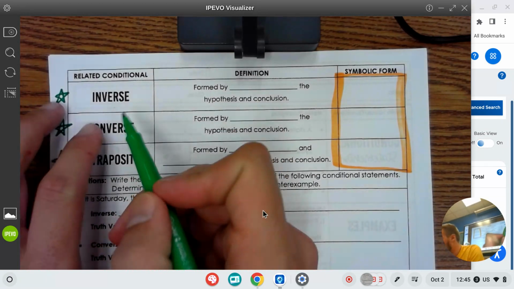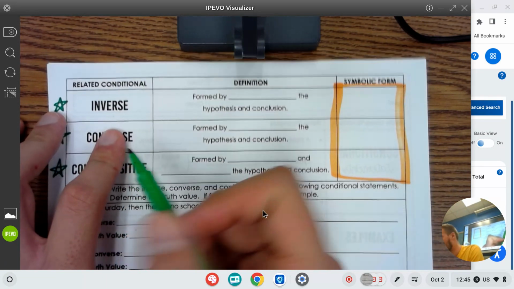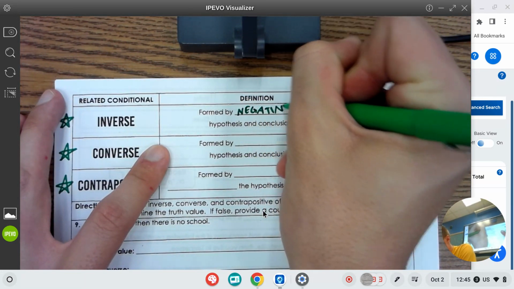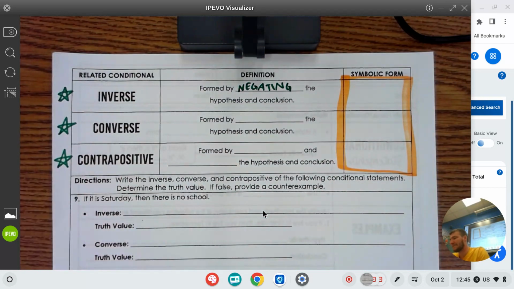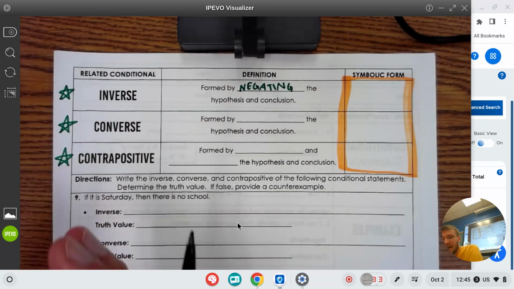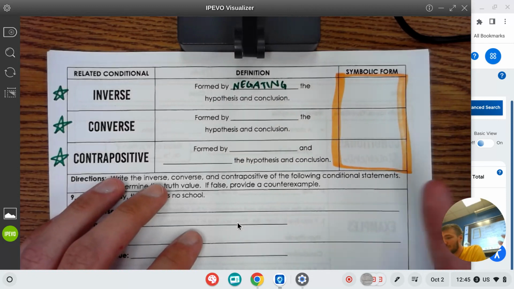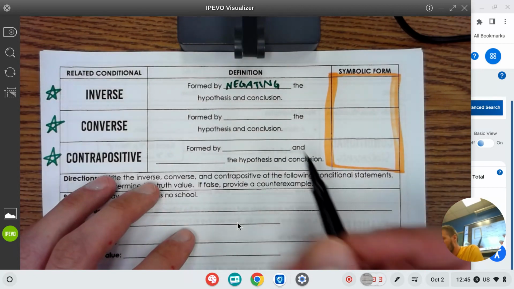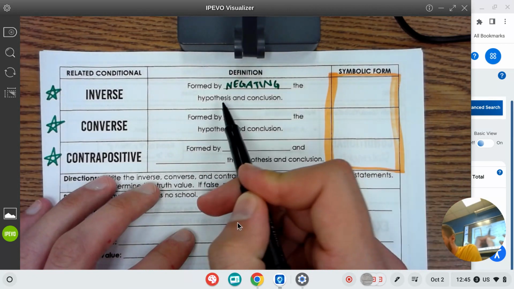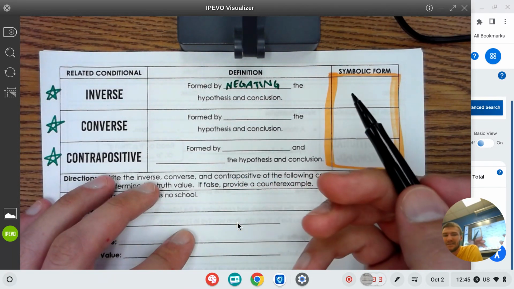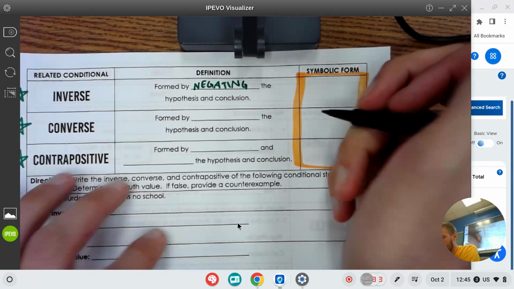The inverse of a statement is formed by negating the hypothesis and conclusion. All right, stay with me. We're getting started here. Again, this is the 3 words. Honestly, for the whole unit, this is probably the most important 3 minutes of the whole thing. If we're going to negate the hypothesis and the conclusion, that's not really all that crazy.